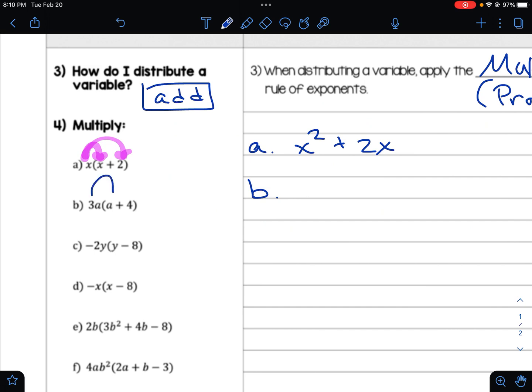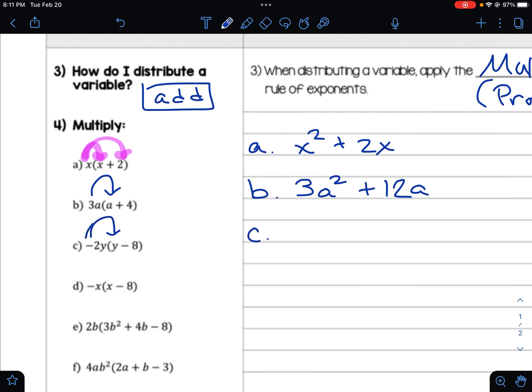Now we're going to do the same thing, only now we have a coefficient and a variable. So the 3 is going to stay there, and an imaginary 1 and imaginary 1 on the two a's still make it a to the second power. So it's 3a squared plus, and 4 times 3 is 12, and the a tags along.